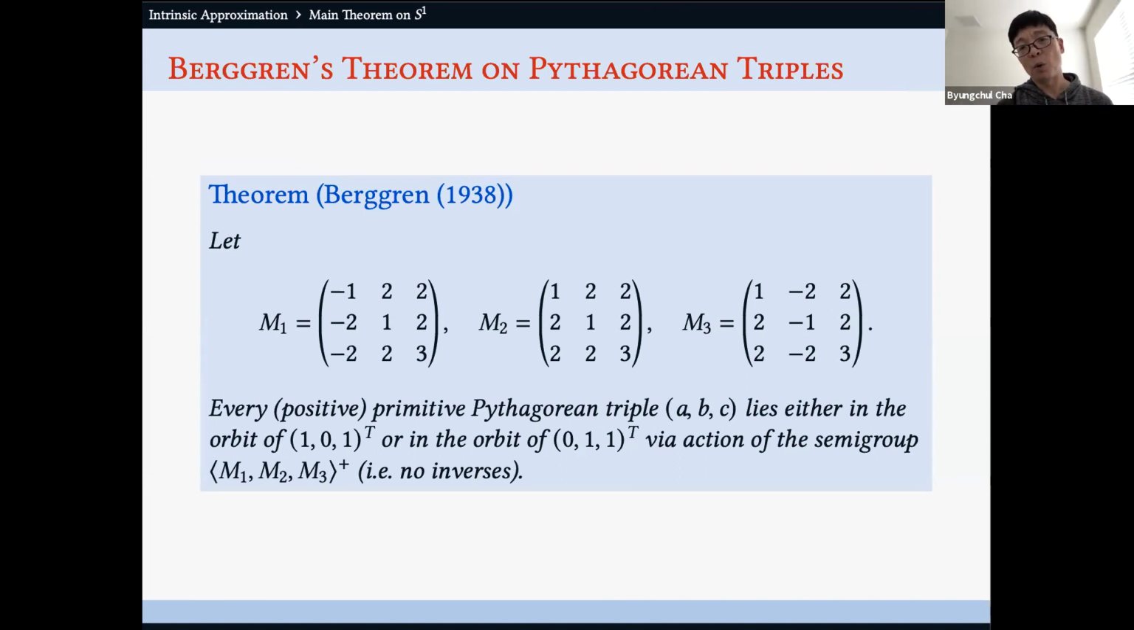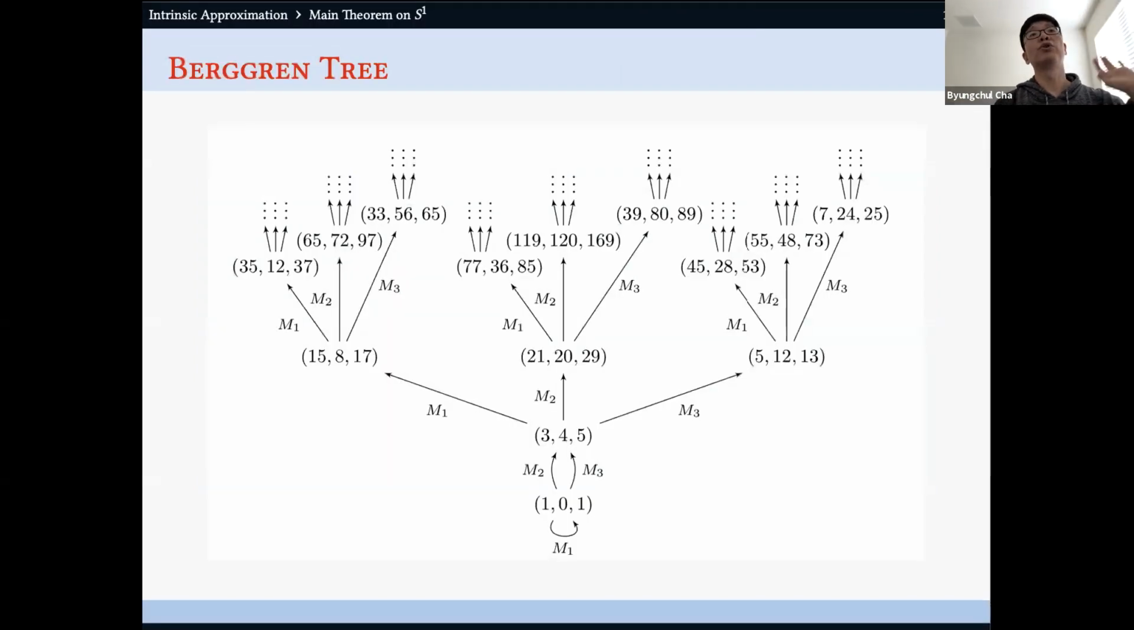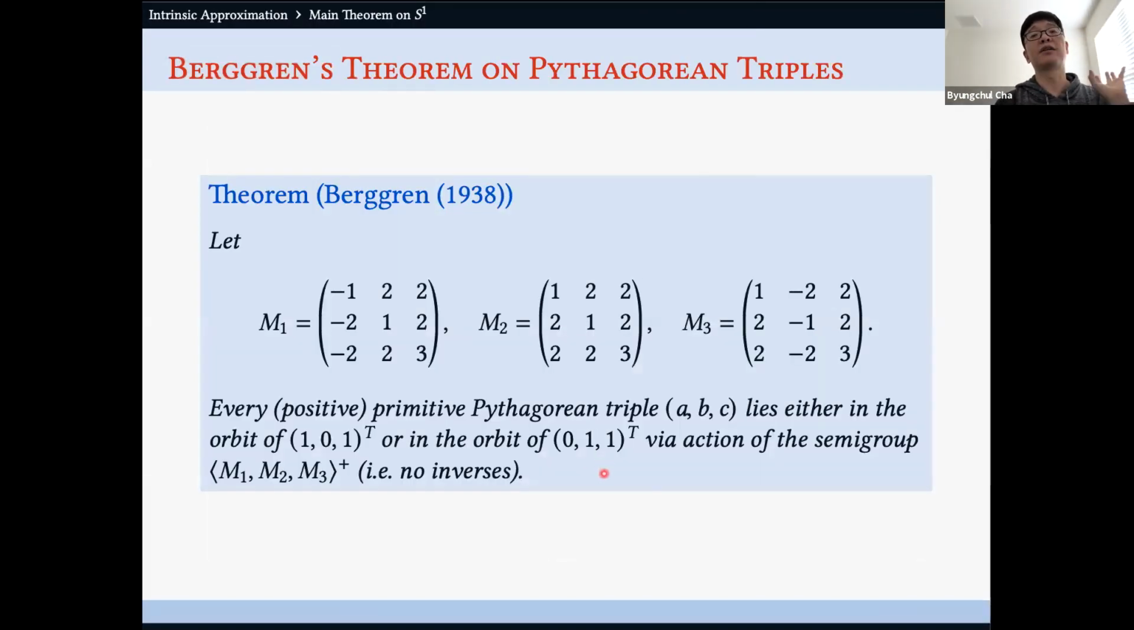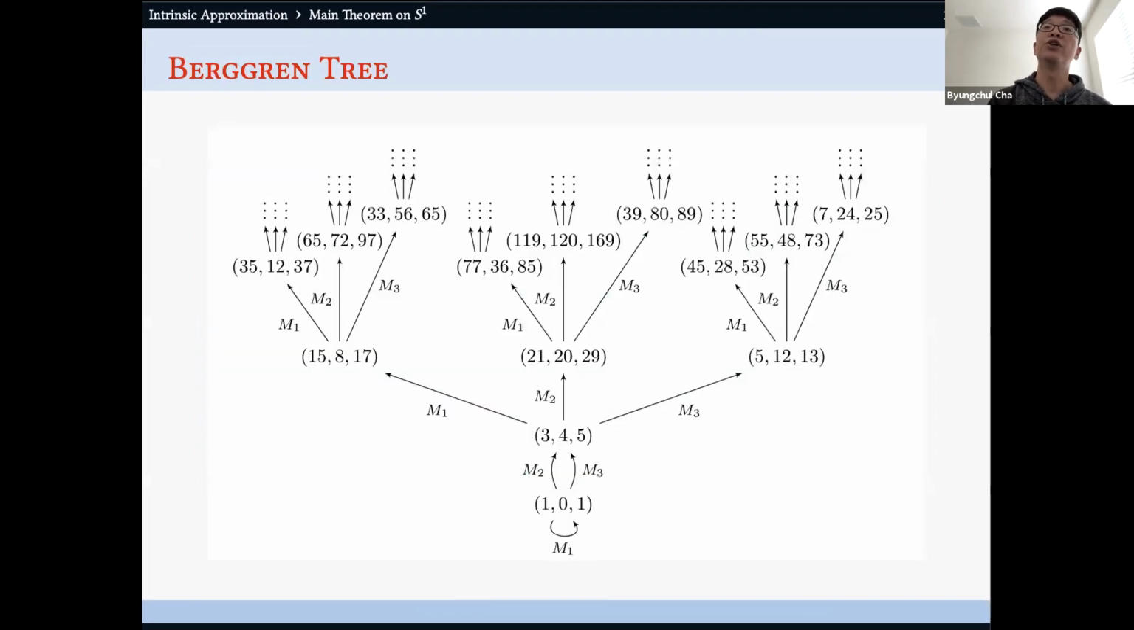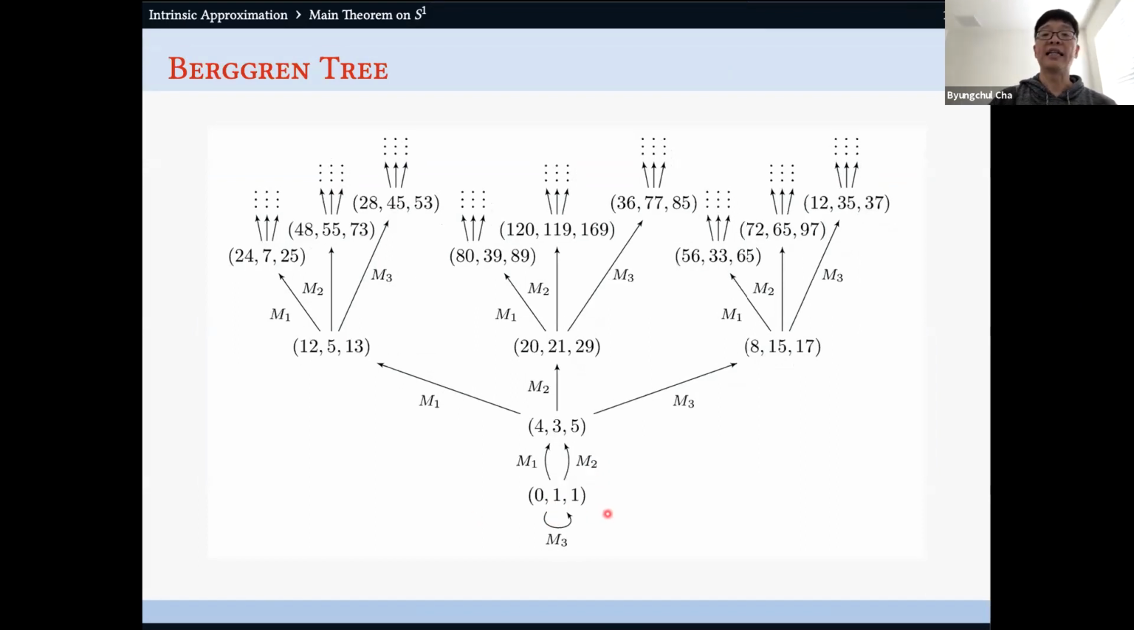That's a pretty old theorem, and you can use this theorem to generate the digit expansion. One way to explain this theorem graphically is to show you this tree. You start out with 101 and then 011, and then you keep multiplying these matrices M1, M2, M3. Then Berggren's theorem says, there you go. That's how you get every primitive Pythagorean triple in a unique way.